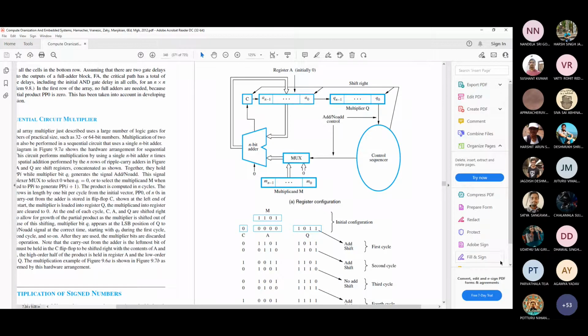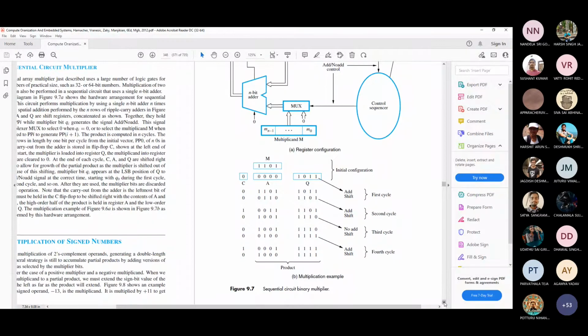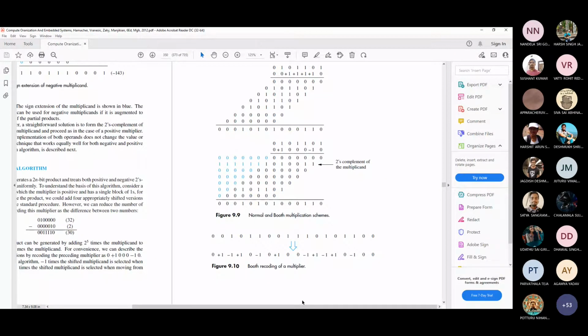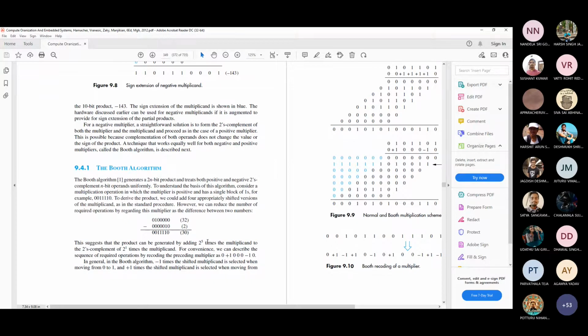So that is the optimization which is done in an advanced sequential adder with the help of Booth's multiplier. Now in Booth multiplier, what happens? We carefully observe the bits of the multiplier. Let us see that.